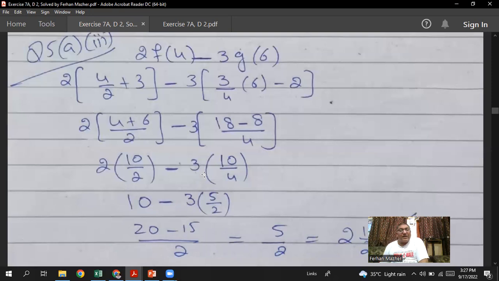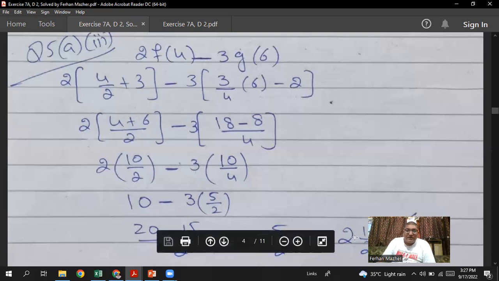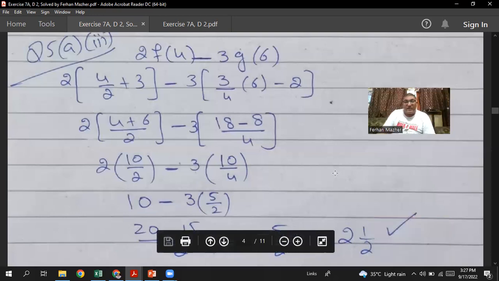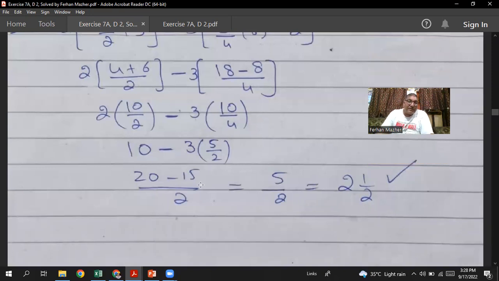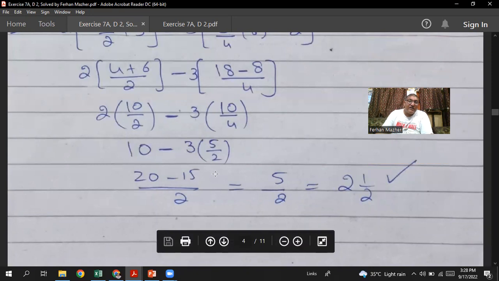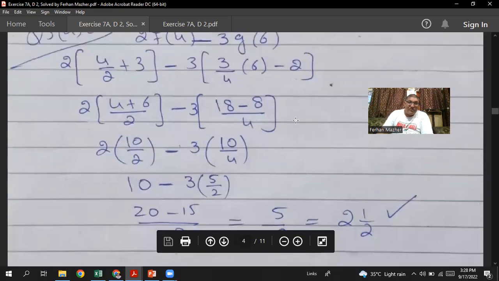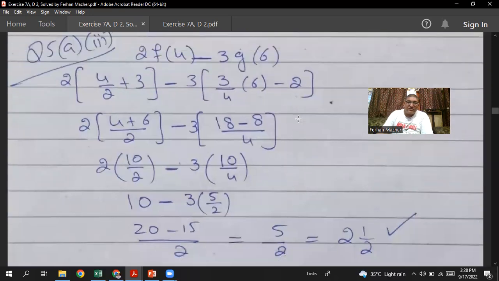So you will have, I will take the LCM. The LCM will be 20. And when I take the LCM, it will be 20. So we will have, let me show you. Okay, the LCM will be 2. So here you will have 20 minus 15 equals 2. So it will be 5 by 2, and that will be 2 whole 1 by 2. So this is how you will do this question.